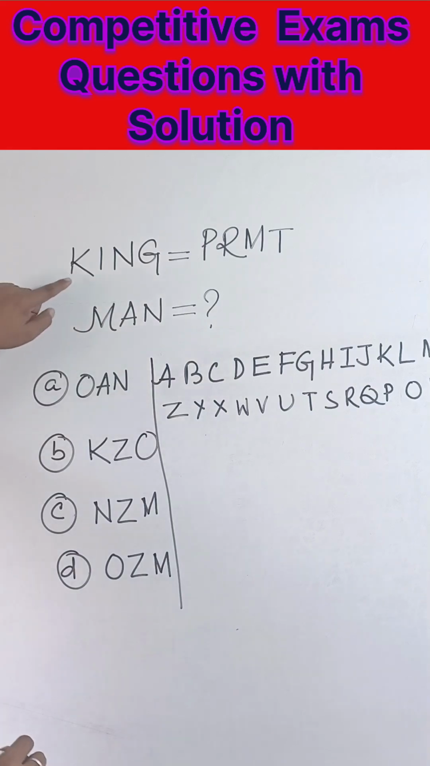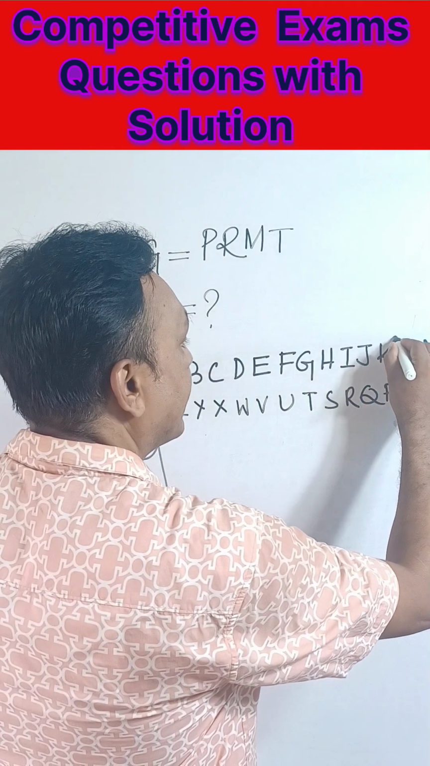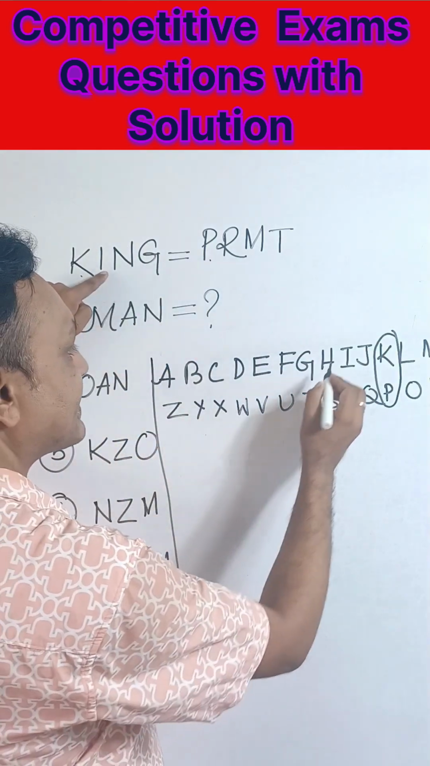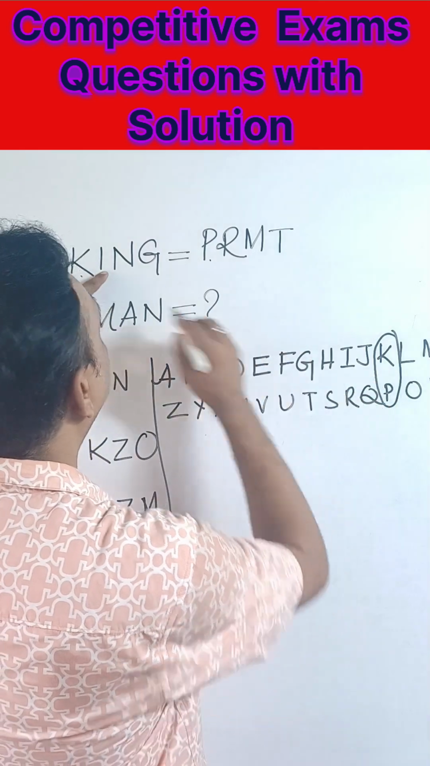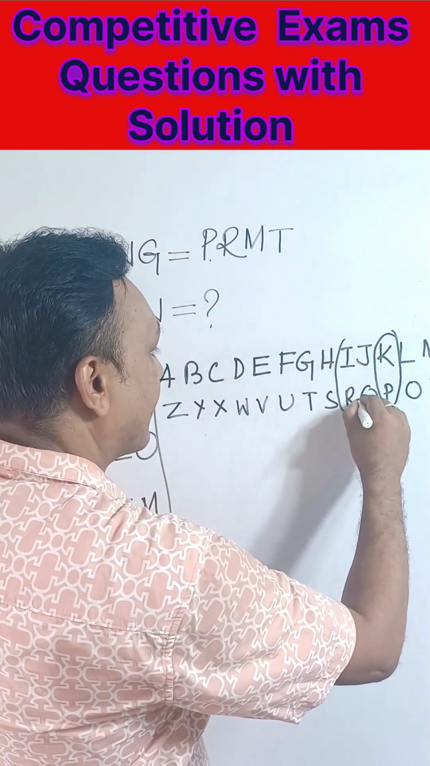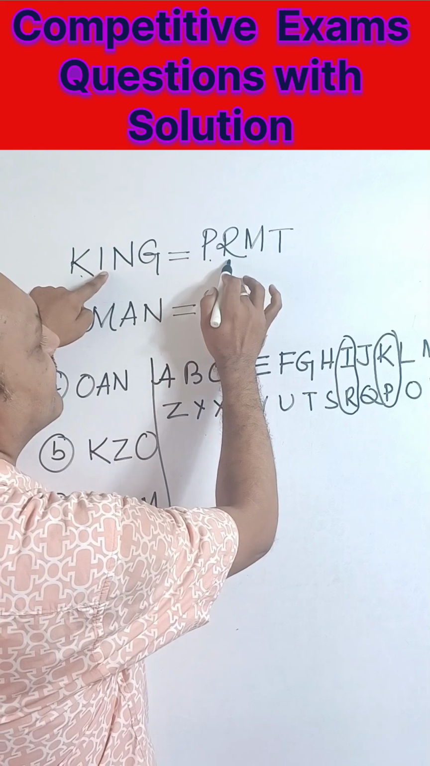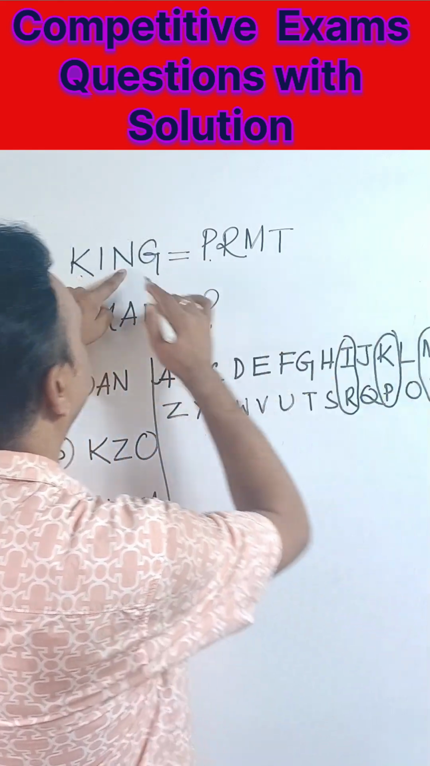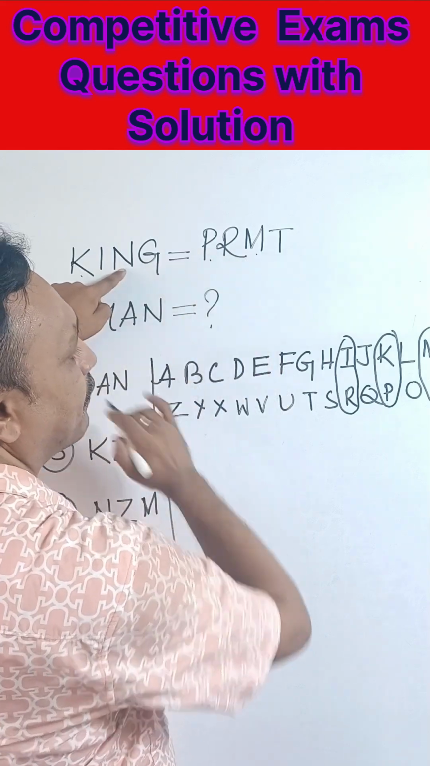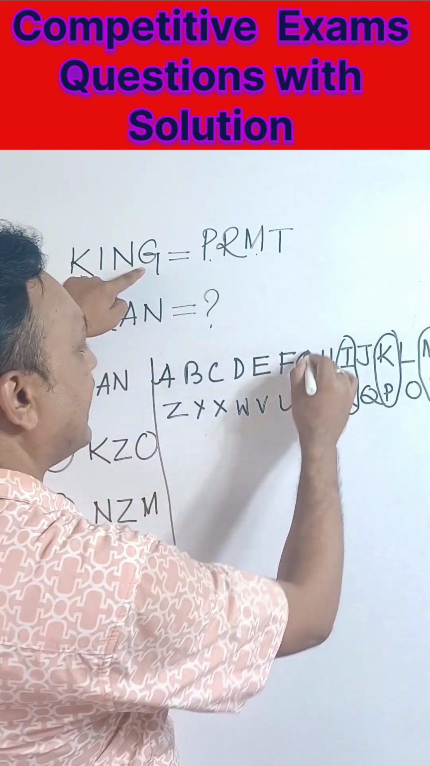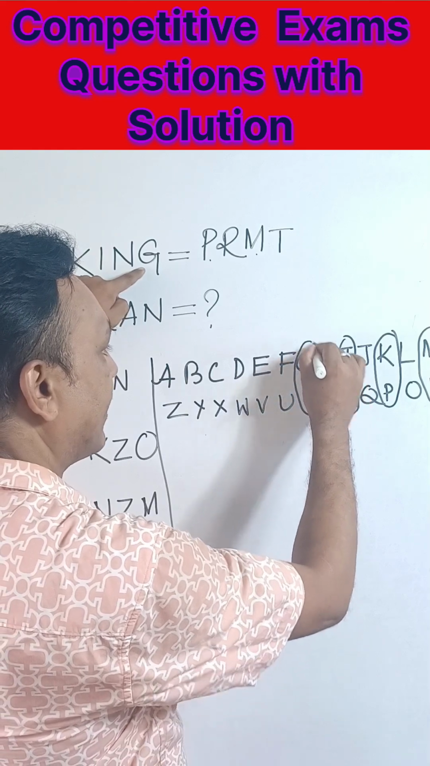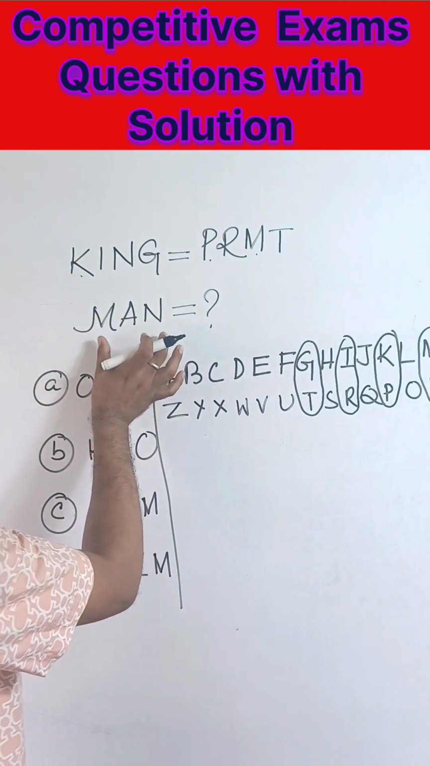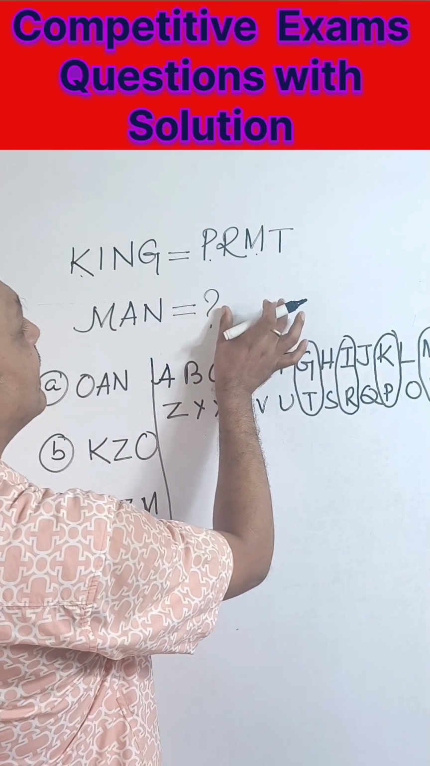Now see, here K coincides with P. That's why K is P. Check I. I coincides with R. N and M coincide with each other, so instead of N, there is M. Then check G. G and T coincide with each other. So similarly, if I follow this pattern to find this answer, what will the alphabet be here?